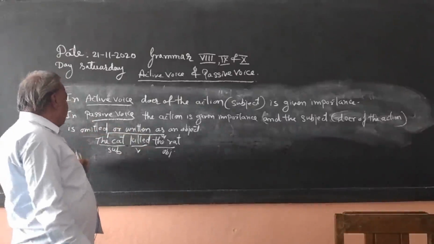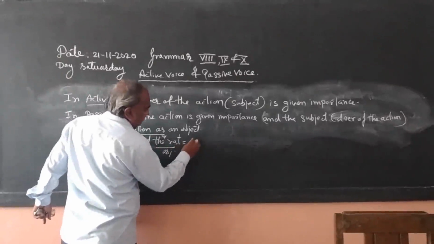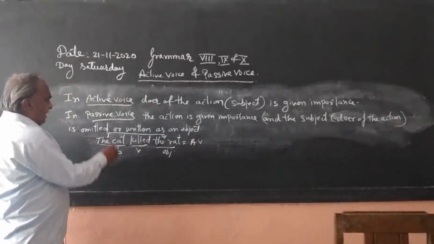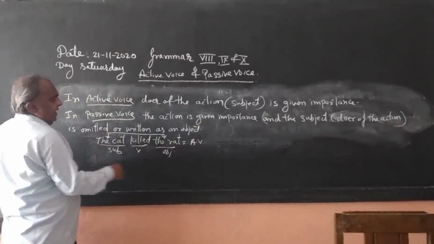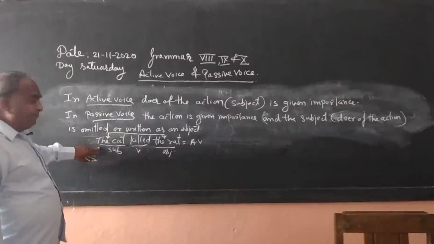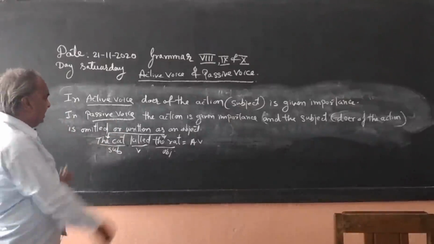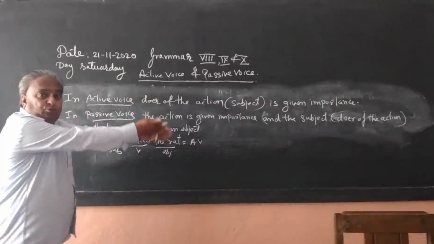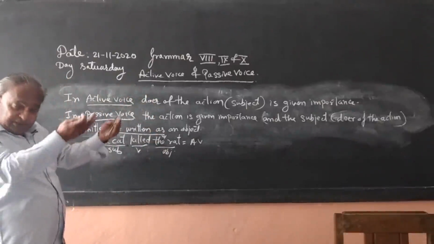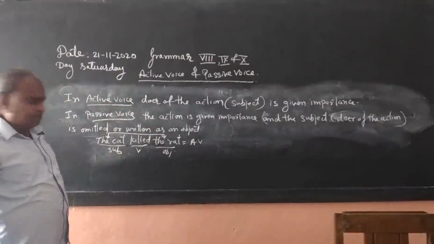Now how to convert this into passive voice? So this sentence is active voice, because the action is passing from the cat to the rat. The doer of the action has come first as the subject of the verb, and the action is passing from the subject to the object. The object has become the receiver of the action. So how to convert this into passive voice?